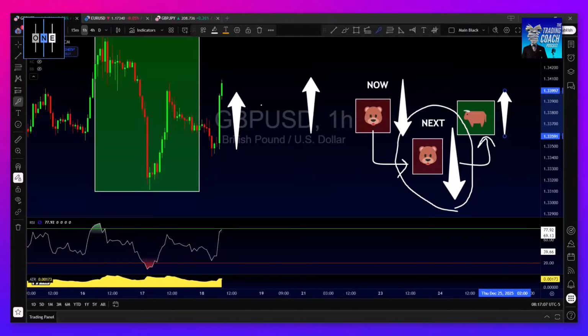Let me see if I can find an article real quick. Investing Live is a place I go to. Give me a second. See if I can find something. All right, let's see what this says.